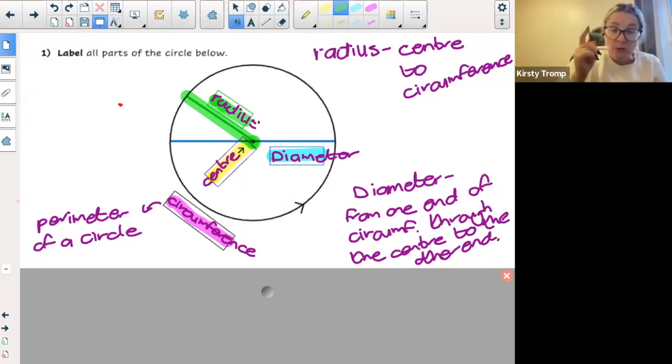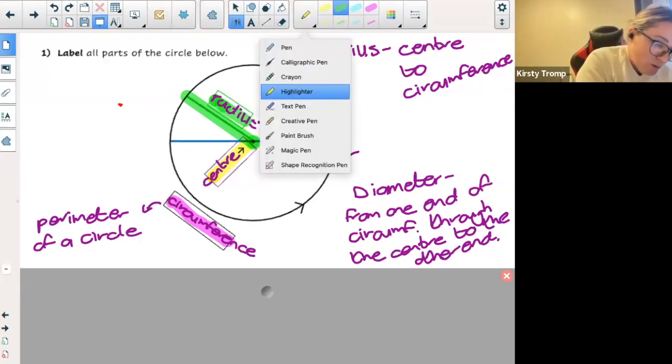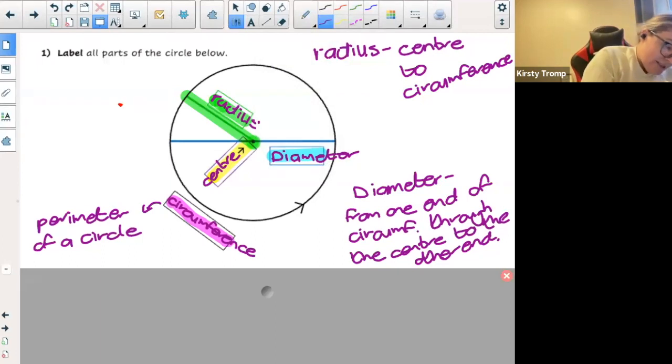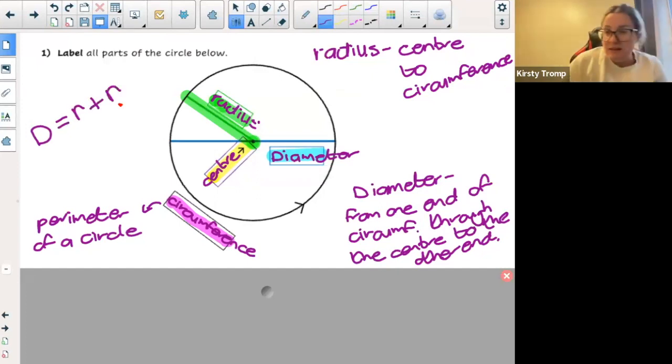Okay, guys, one more point we need to look at quickly is that if the radius is the distance from the center to the edge of the circle, then what about the diameter? What do we know about the diameter? Could we say that the diameter, so D for diameter, is equal to the radius plus another radius? If we put two radiuses together, would it be the same thing as the diameter? Have a look at the radius on my screen. If we doubled it up, would it be a diameter? Yes, it would.